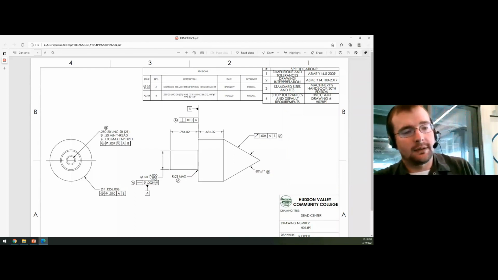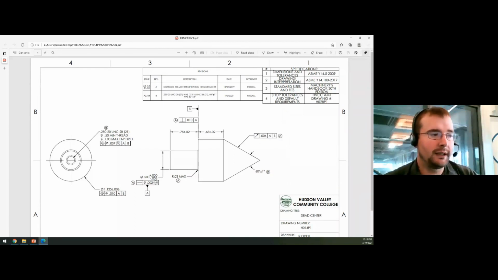In the CAD class, they will make drawings like this. We don't do it quite like an engineer. It's a 3-hour class. They make very nice drawings, but they're not advanced assembly drawings or engines or anything like that.